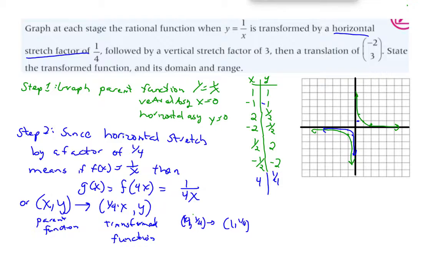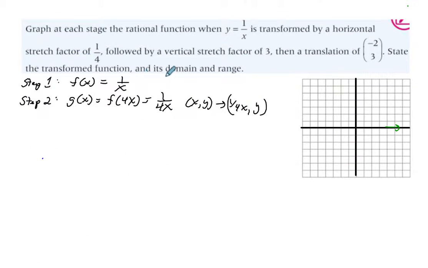Now I've zoomed in a lot on this graph, so it's getting kind of hard to see it. So I'm going to move to technology to help me sketch the graphs after this point. So notice that my vertical asymptote and my horizontal asymptote are still at the same spot, x equals 0 and y equals 0, since 0 times 1/4 is still 0.